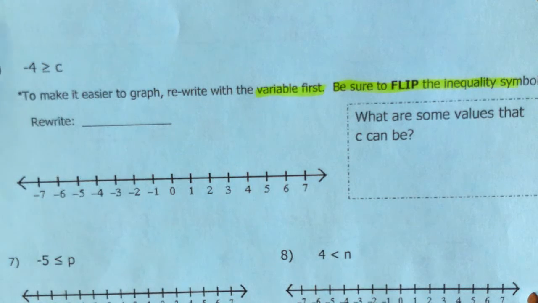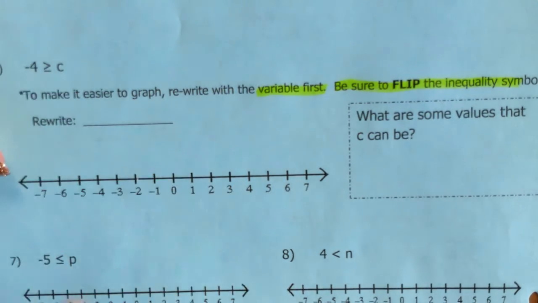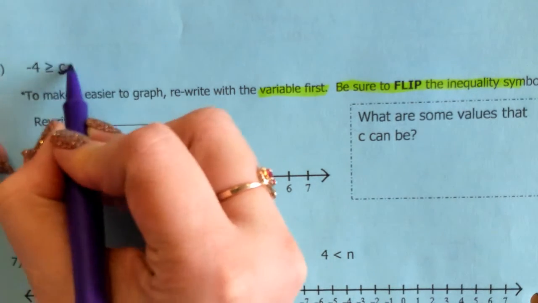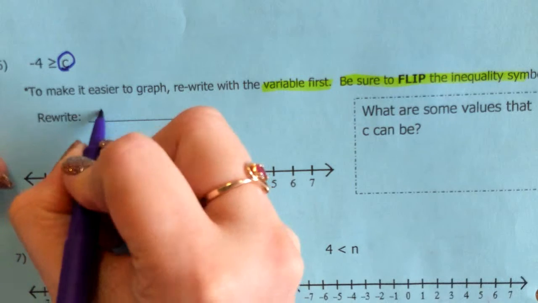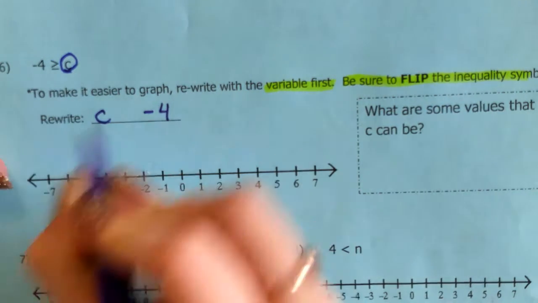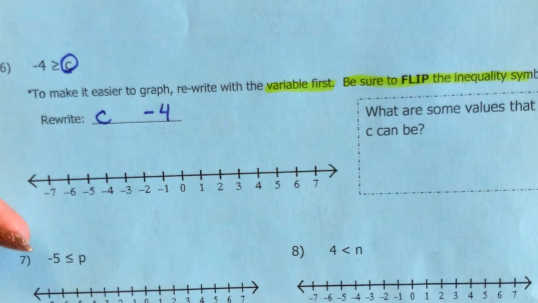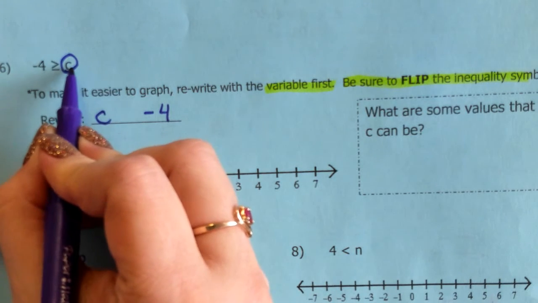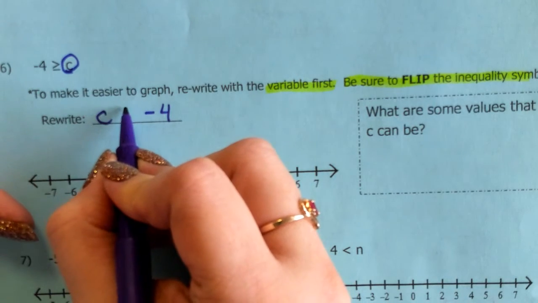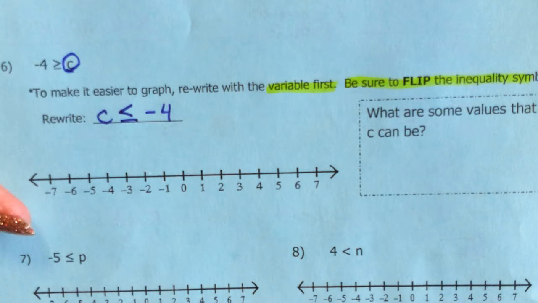Okay. So what I see here is -4 is greater than or equal to C. Here's my variable. I want that written first. So I'm going to rewrite this. I put my C and my -4. And now I need to flip the inequality symbol. So instead of pointing towards the C, I'm going to have it point towards the -4. So all I did was flip it around.